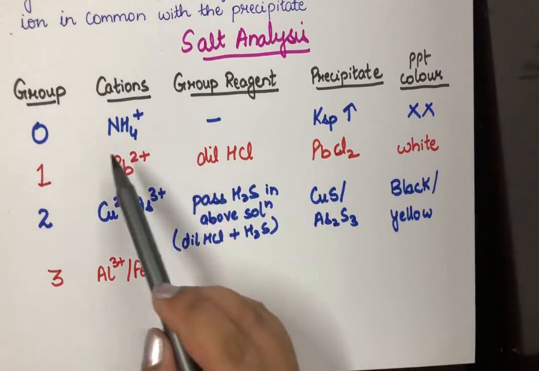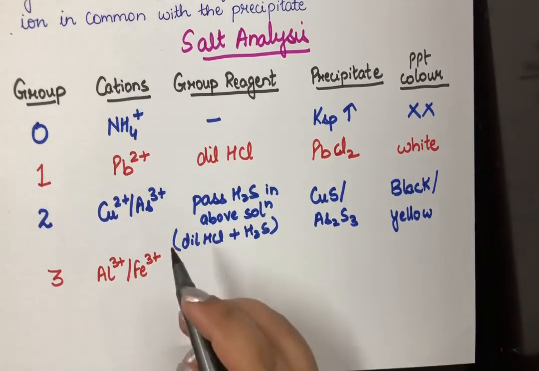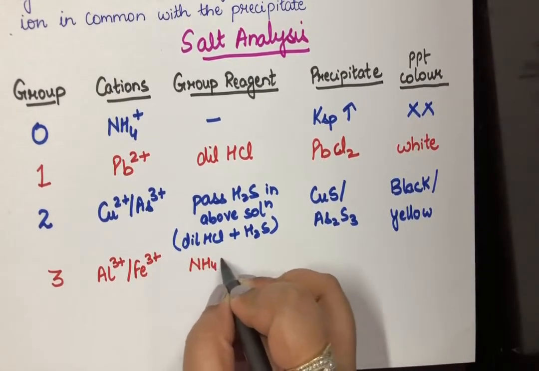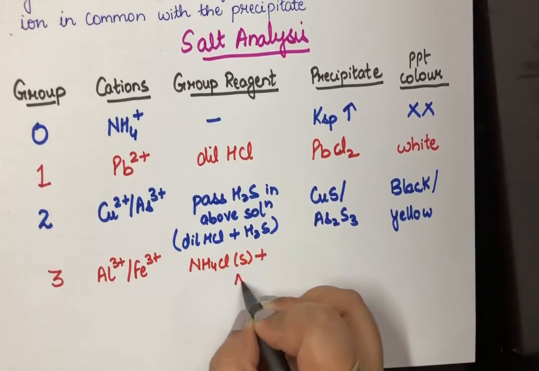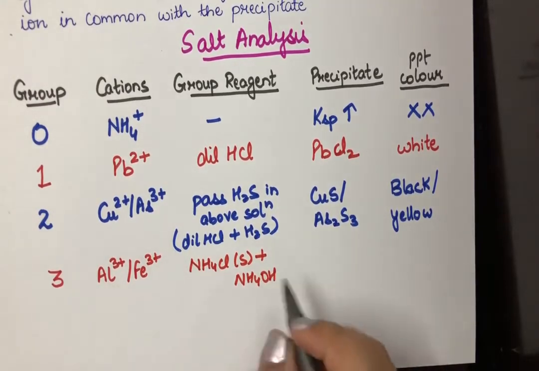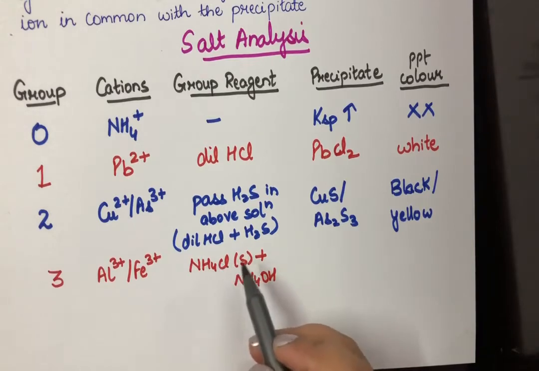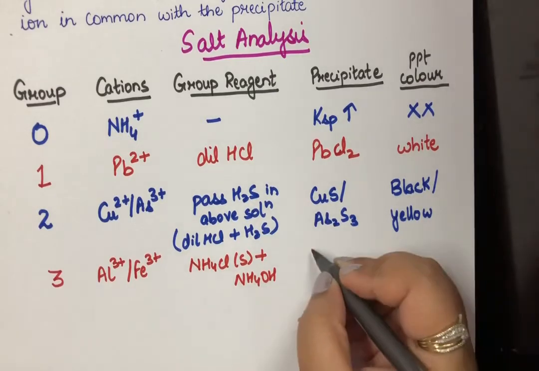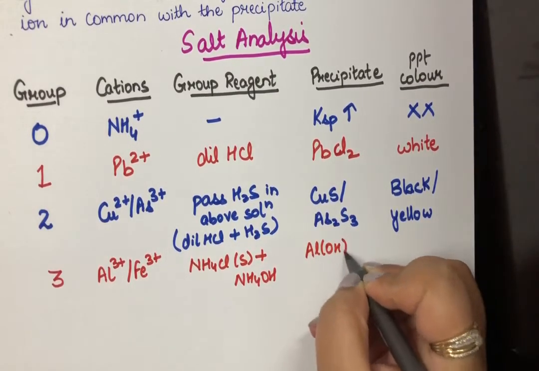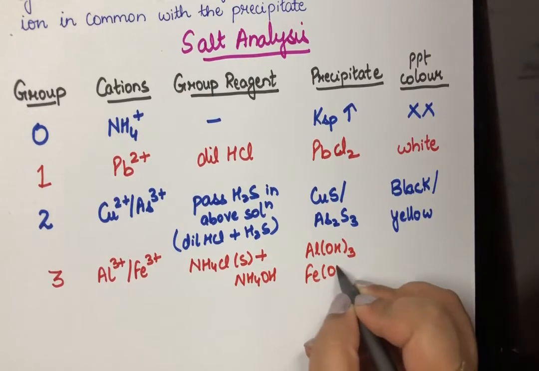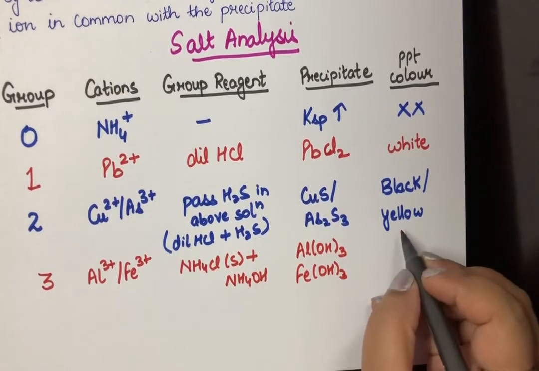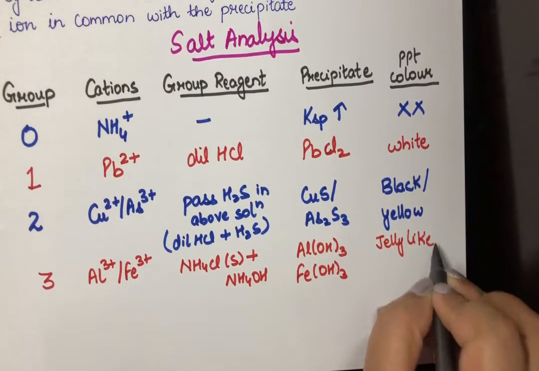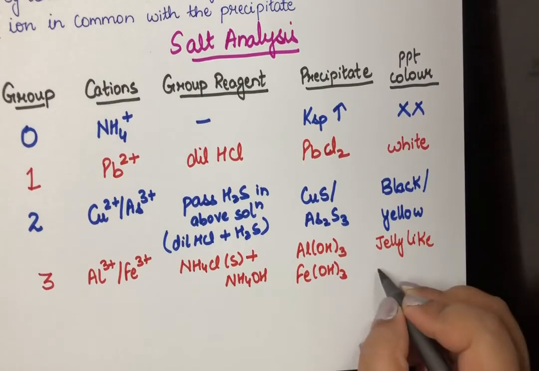You can take the original solution of your cation that is given to you and prepare its original solution, and then add NH4Cl solid plus NH4OH. Now this ammonium chloride has to be shaken so much that it dissolves, and then NH4OH is added. Now what is going to be the precipitate? The precipitate is going to be aluminium hydroxide or ferric hydroxide, and the precipitate color is, if it is aluminium, a somewhat jelly-like white precipitate, and for your ferric it is reddish brown.